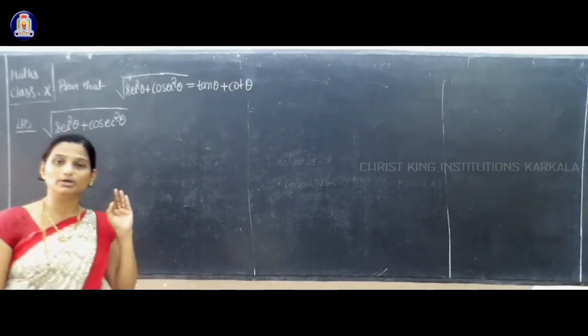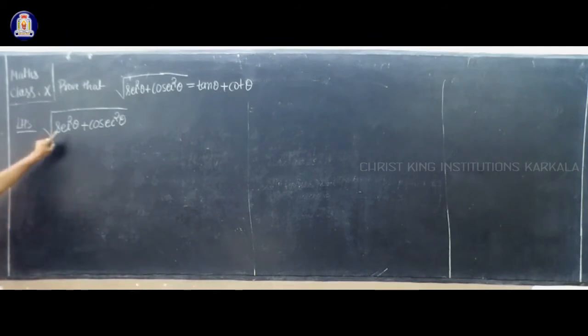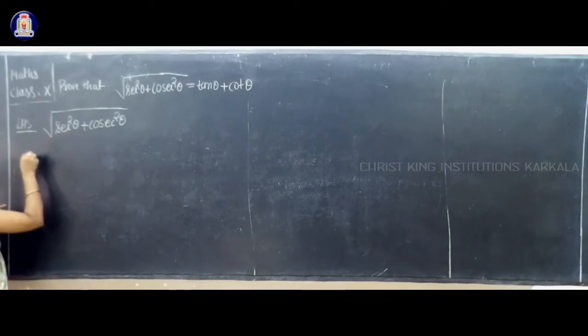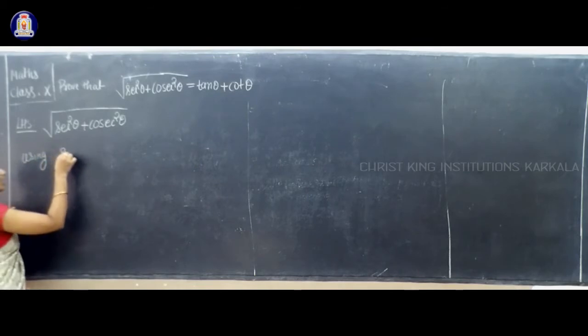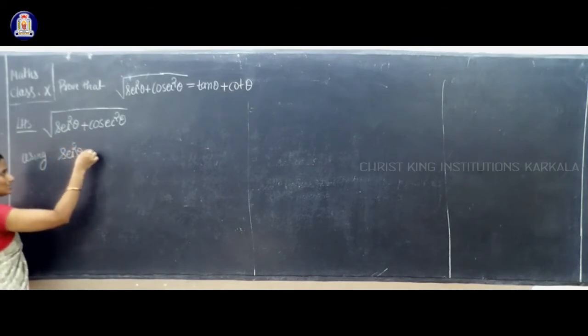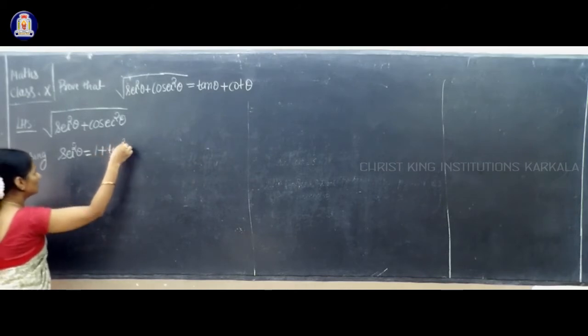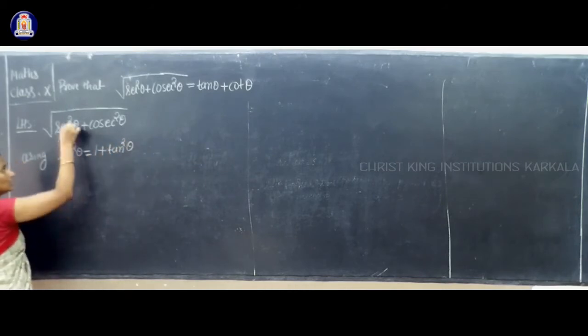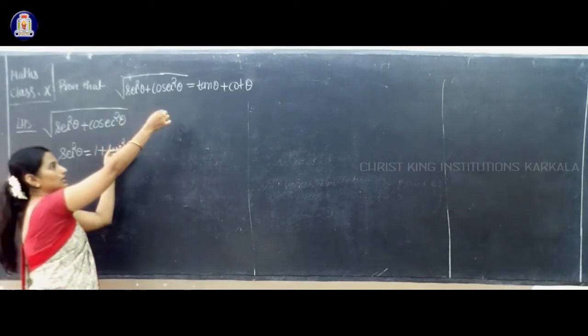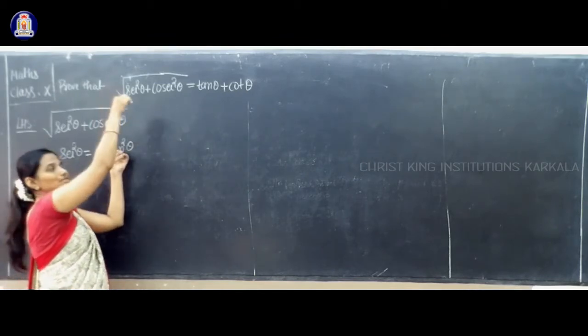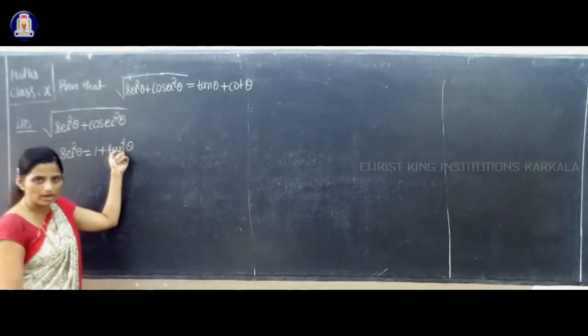Is it possible to use an identity? Secant square theta, do you have secant square theta is equal to from your formula list? Yes. So using secant square theta is equal to 1 plus tan square theta. So now secant is converted to tan. Tan square, it is under square root, you can remove that square and square root.